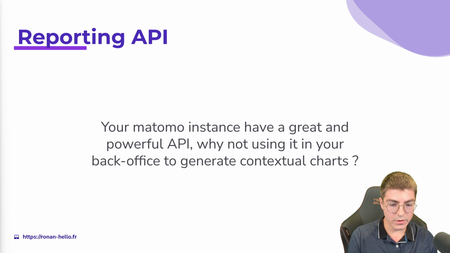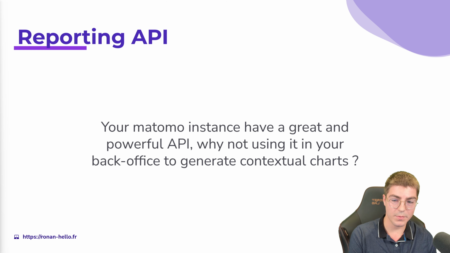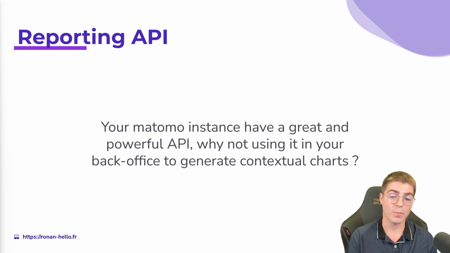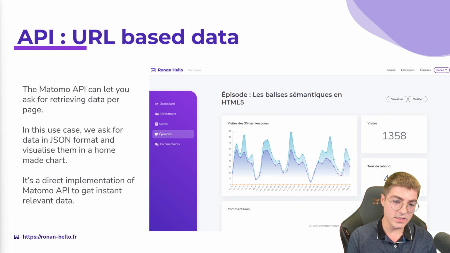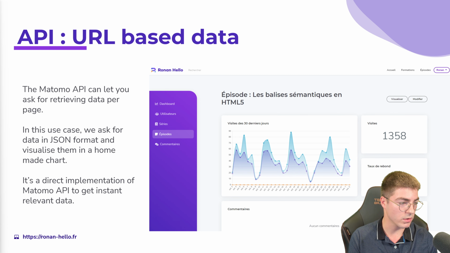And then we enter in my favorite section of this talk. It's about the reporting API. So Matomo is now full of data, and Matomo has a great and powerful API. So why not use it in your back office to generate contextual charts? This is a screenshot of my own website where I provide some content, mainly textual content. And here are some blog posts.